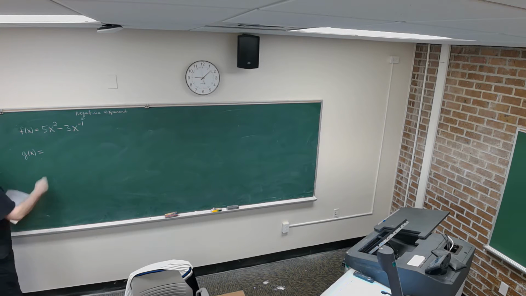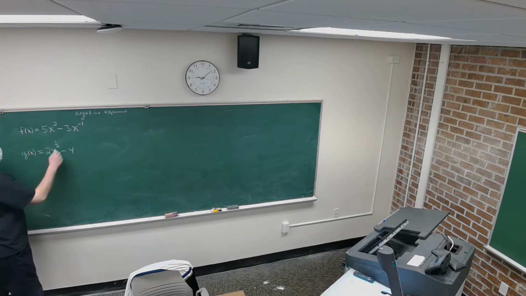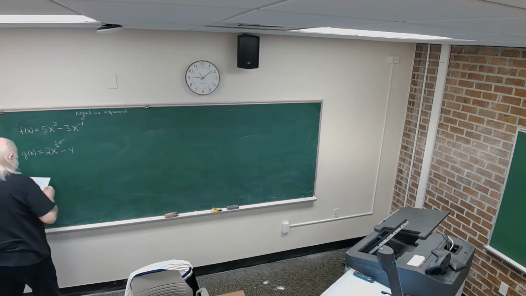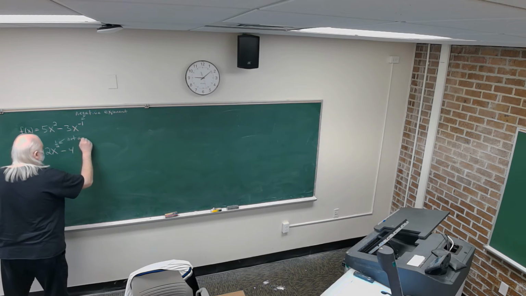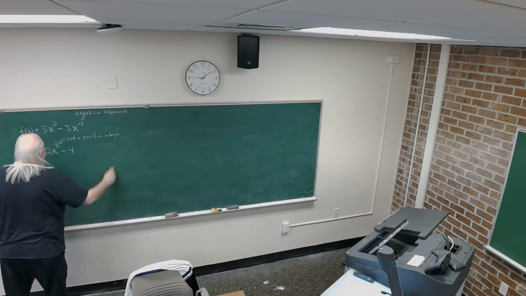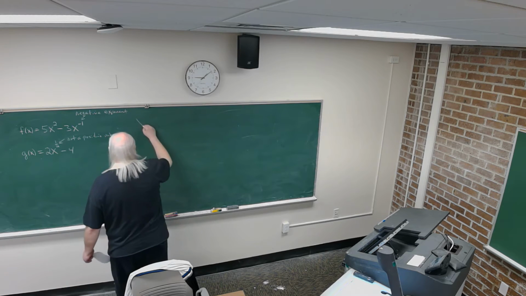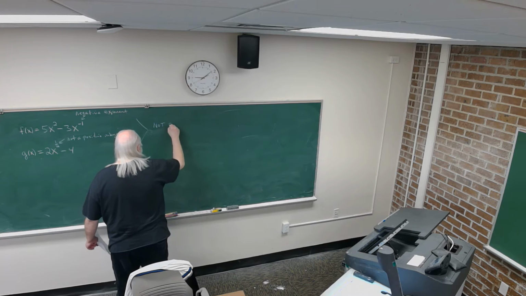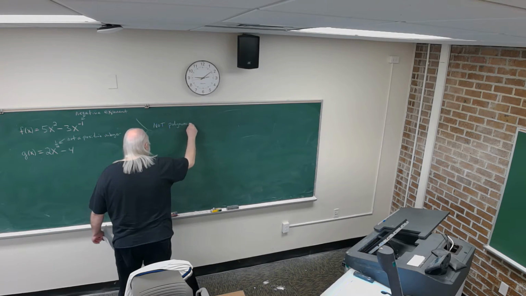What about g of x equals 2 times x to the 1 half minus 4? Why is that not a polynomial function? Because the exponent is not a positive integer. So these are two cases that are not polynomial functions.